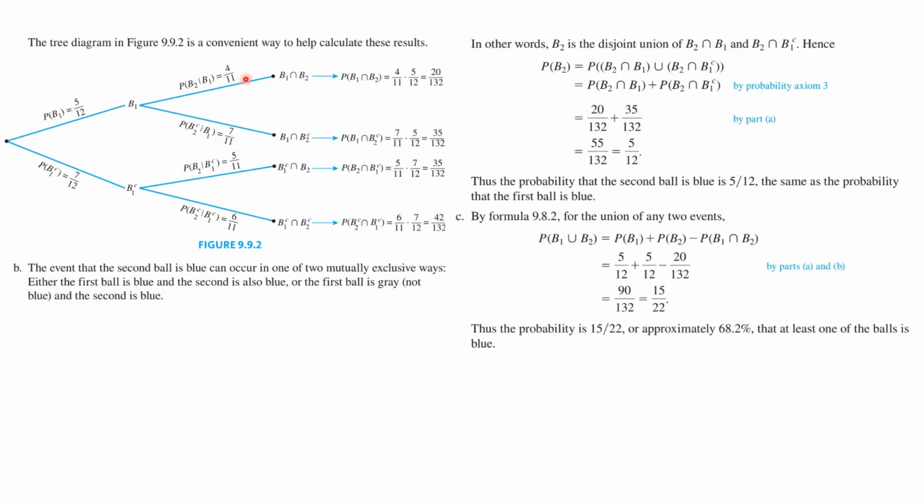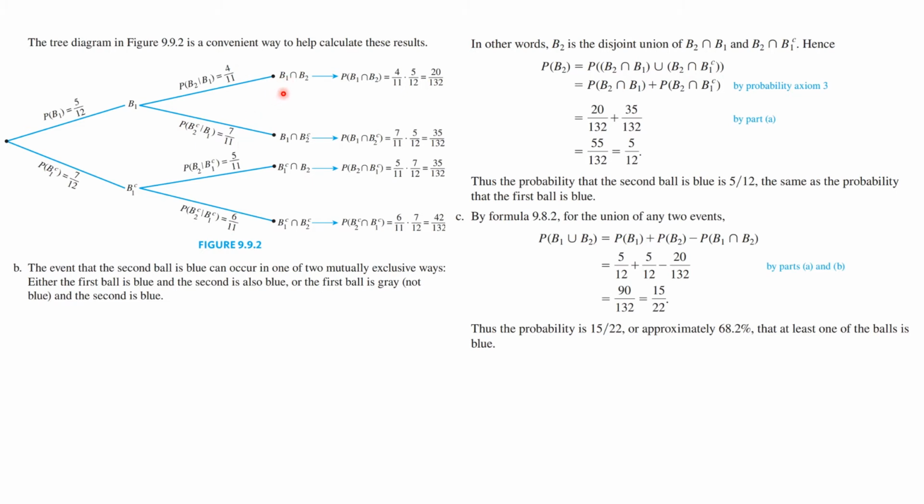But a tree diagram is a convenient way to help with those. We can draw this, and this actually simplifies the calculations quite a bit. The first ball is either blue or not blue, 5 out of 12 and 7 out of 12. Then the second ball: this branch says the first ball was blue, this says the first ball wasn't blue, so we can draw another branch where this is 4 out of 11, and this is 7 out of 11.